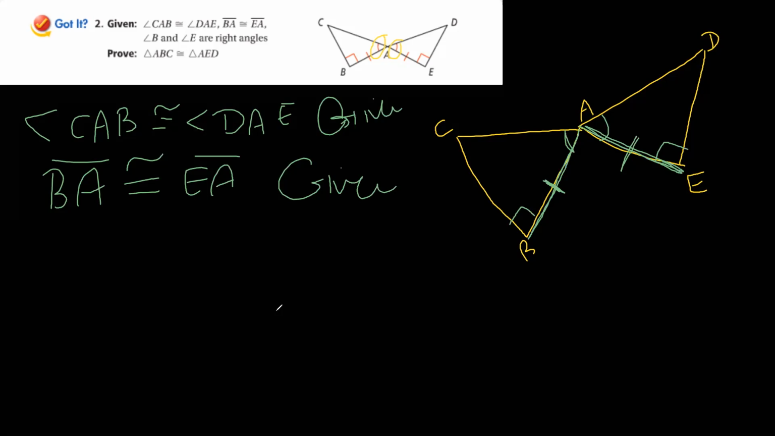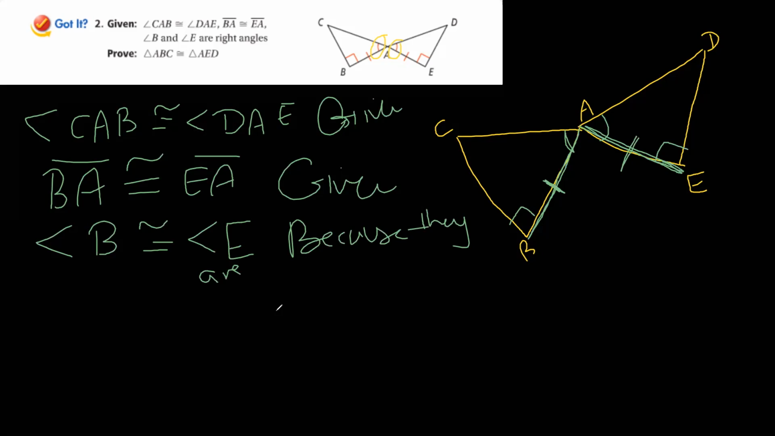Since they are right angles, what's the meaning of right angles first? What's the measure of the right angle? 90 degrees, thank you. Since they are 90 degrees, they are equal, so they are congruent. So because of that, I can say that angle B is congruent with angle E because they are right angles.